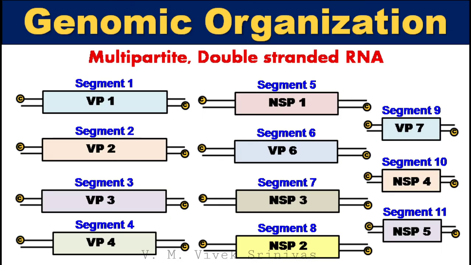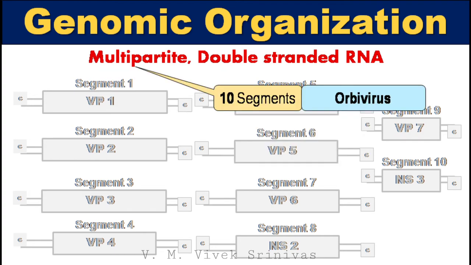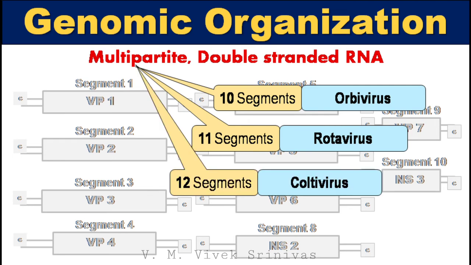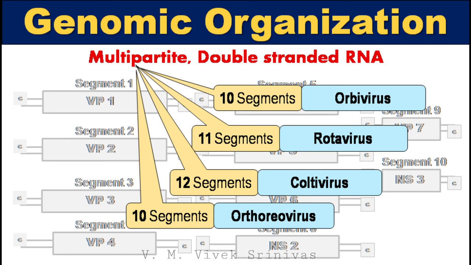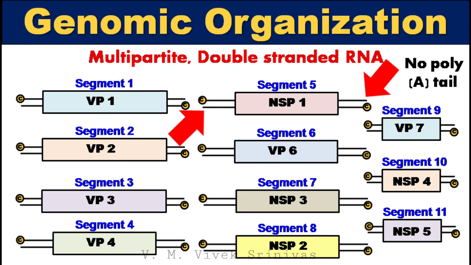Genomic organization. The genome is multipartite, that is segmented, and double-stranded RNA. This segmented genome may result in genetic reassortment. The Orbivirus possesses 10 segments, Rotavirus 11 segments, Coltivirus 12 segments, and Orthoreovirus 10 segments. So, our interest here is on rotavirus, which possesses 11 segments. Each segment codes for one or two proteins. The 5' end is methylated, that is capped, and the 3' end has no poly A tail.